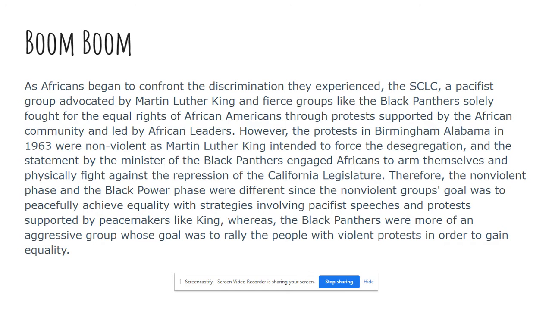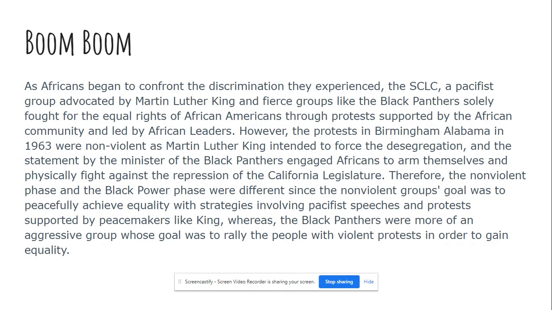Let's read it first, though. Here's the thesis statement. As Africans began to confront the discrimination they experienced, the SCLC, a pacifist group advocated by Martin Luther King, and fierce groups like the Black Panthers solely fought for the equal rights of African Americans through protests supported by the African community and led by African leaders. So we know this is our X, right?